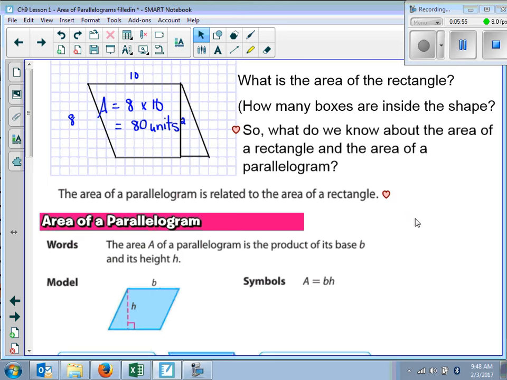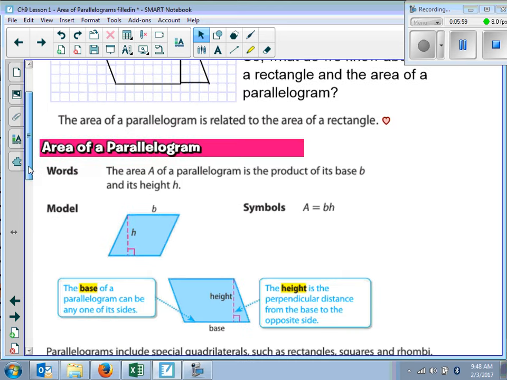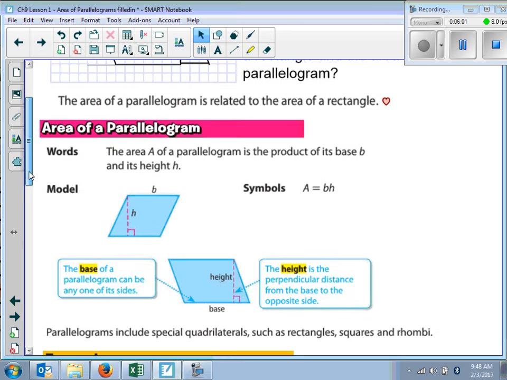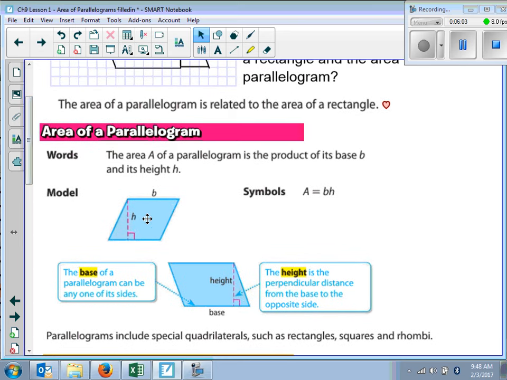The area of a parallelogram is related to the area of a rectangle because they're the same. So here are the formulas. Area of a parallelogram. In words it says the area A of a parallelogram is the product of its base and its height. Okay? So here in the picture, this is a parallelogram, and we have the base.